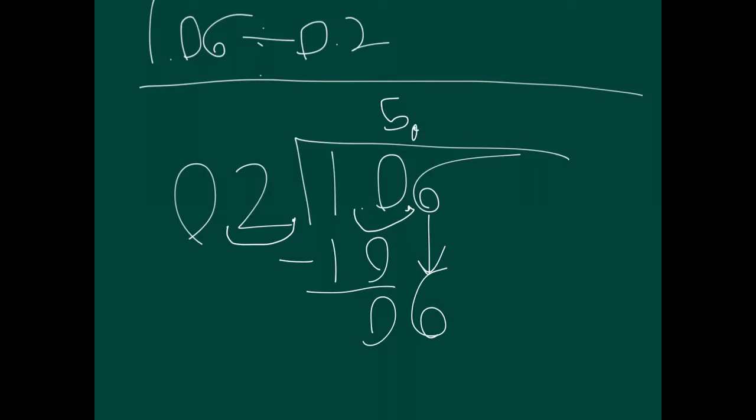So now you have 6 divided by 2. So 6 divided by 2 would equal 3, and then you get your answer 5.3, but make sure you subtract, and then you get 0.